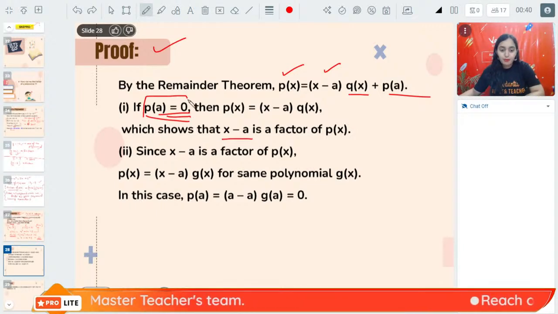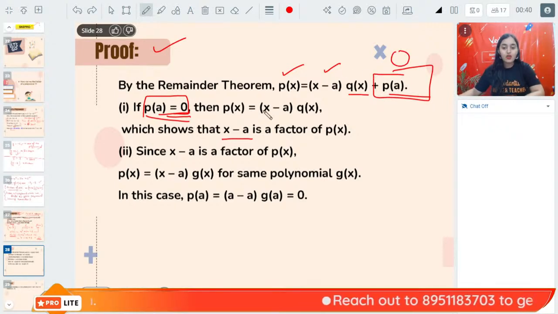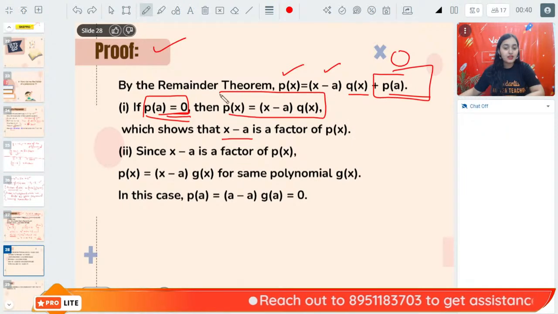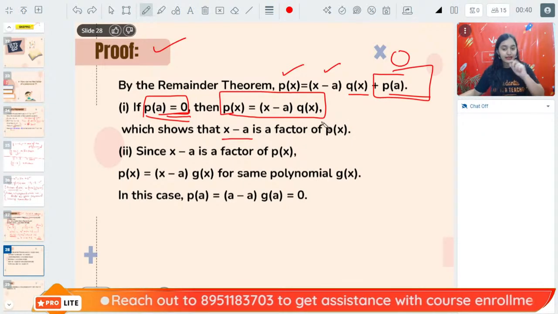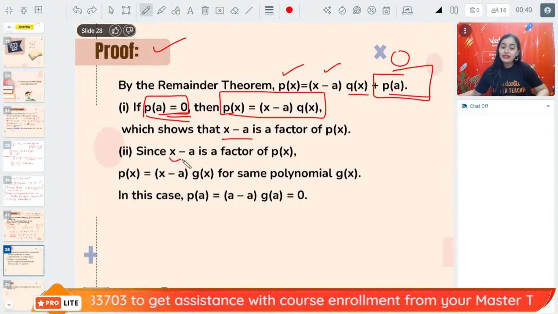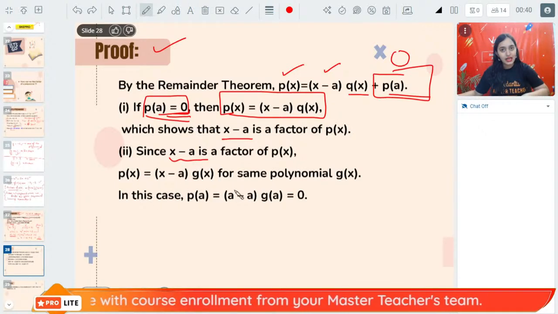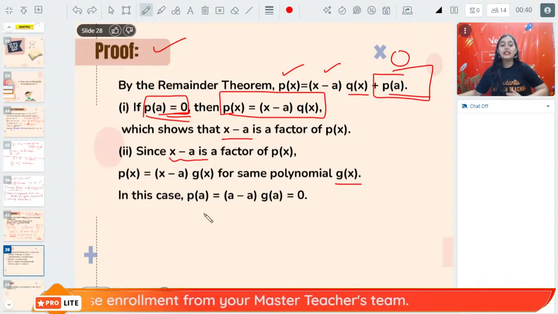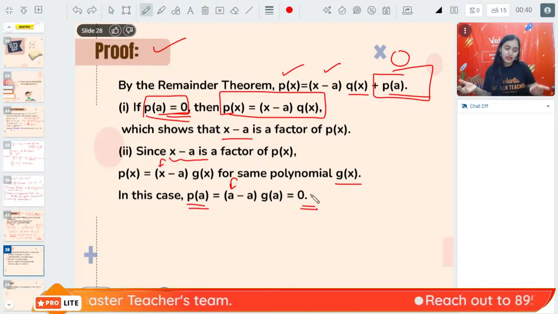Factor theorem says that if p(a) is 0, then x minus a should be a factor. So let us put p(a) equal to 0 here. Then p(x) will be (x minus a) into q(x). This implies that x minus a is a factor of p(x). Hence proved. Similarly, we can prove it vice versa. Since x minus a is a factor of p(x), p(x) can be written as (x minus a) into g(x) for some polynomial g(x). In this case, if I put a in place of x, then I am getting p(a) equal to 0. So like that also we can prove.